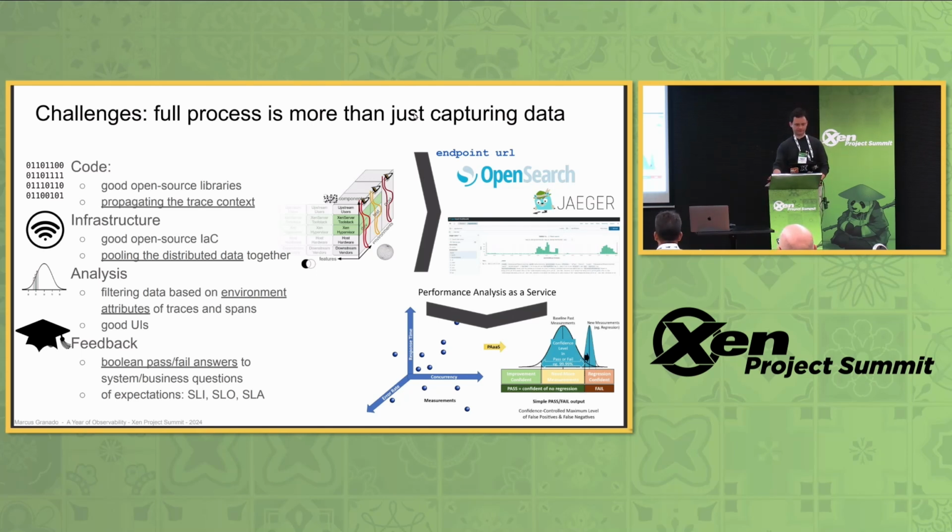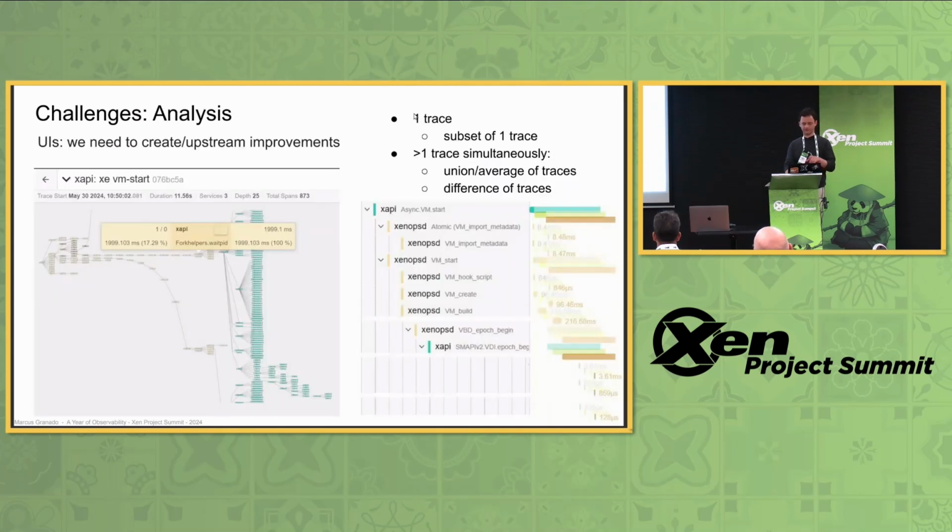So yes, analysis as well. That's a challenge because you don't want to get all of this data without being able to analyze it. Being able to analyze and get quick results out of it is very important. And feedback in terms of Boolean pass-fail, that's what we usually get with functional environments. But here it's more difficult because you need to analyze performance data.